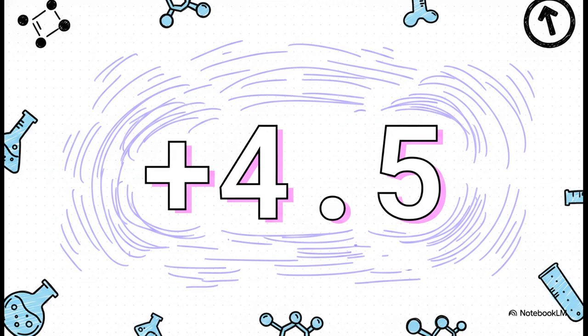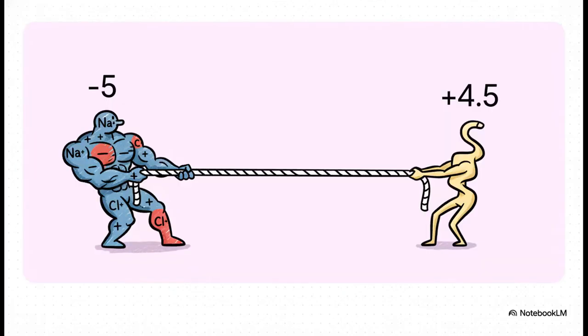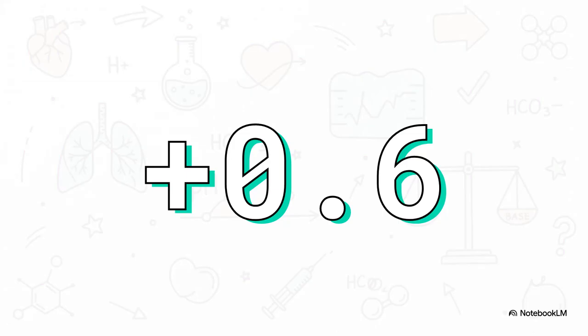Are you seeing what's happening here? And here it is. This is the reveal. This is the whole trap. You have an acidifying effect of -5 and an alkalizing effect of plus 4.5, and they are almost perfectly canceling each other out. It's a metabolic tug-of-war. And this cancellation, this is what results in that final, misleadingly normal base excess of plus 0.6. It was hiding a severe mixed metabolic disorder, a big, strong ion acidosis completely masked by a big hypoalbuminemic alkalosis.